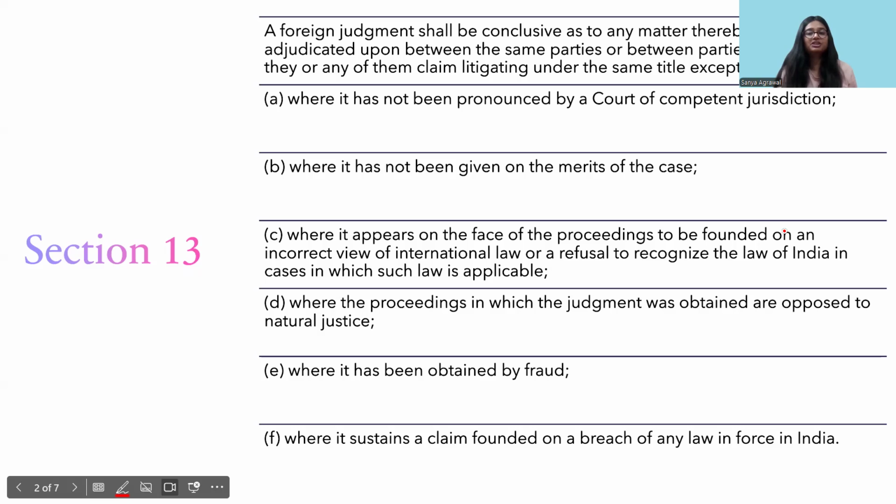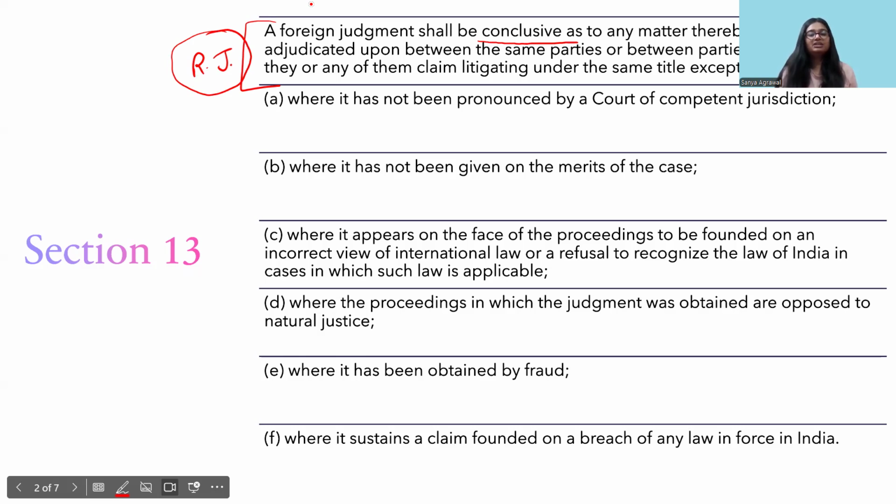So this is the language of section 13. It says a foreign judgment shall be conclusive. So when will a foreign judgment be considered conclusive? As to any matter thereby directly adjudicated upon between the same parties or parties under whom they claim, litigating under the same title, except. So basically, this language is similar to that of res judicata under section 11. A decision is generally barred by res judicata even if given by a foreign court, if the decision does not fall in these 6 categories.